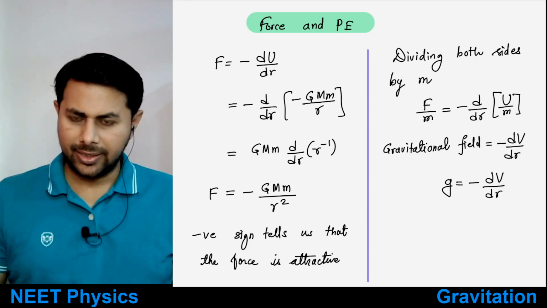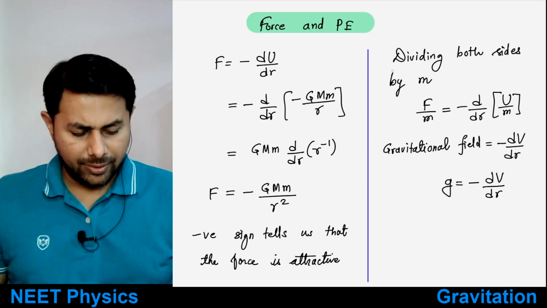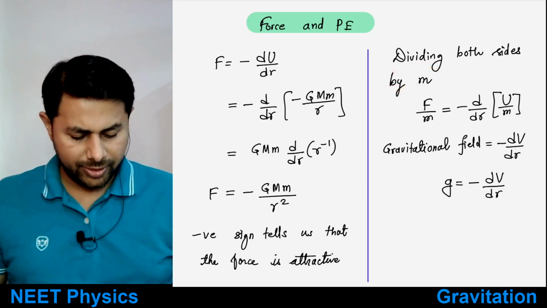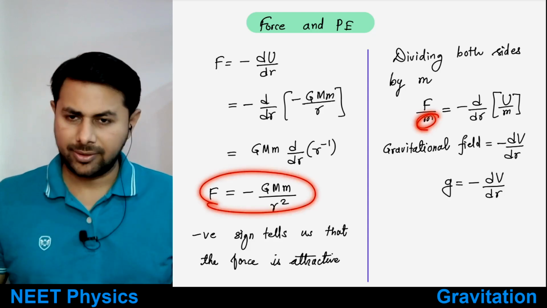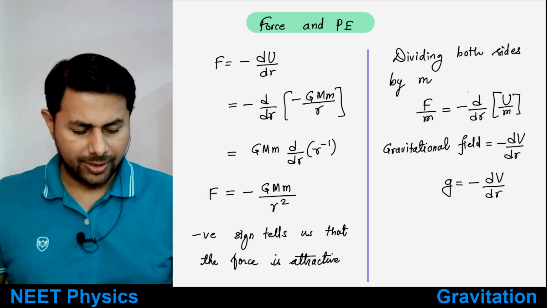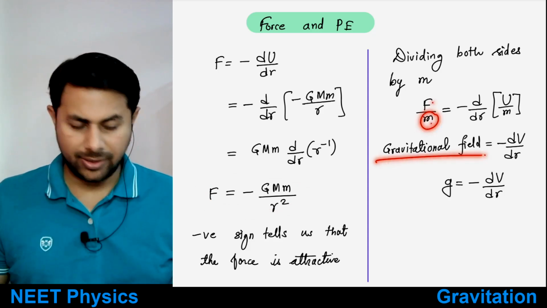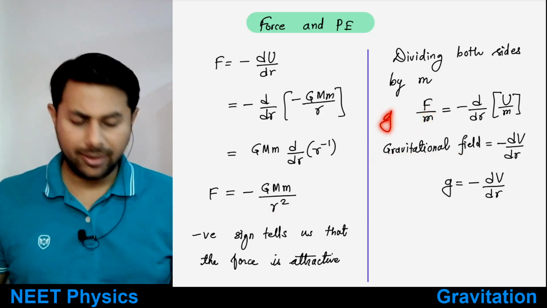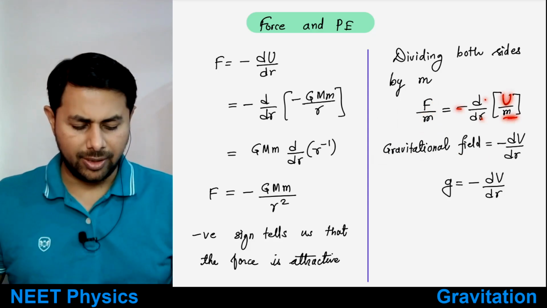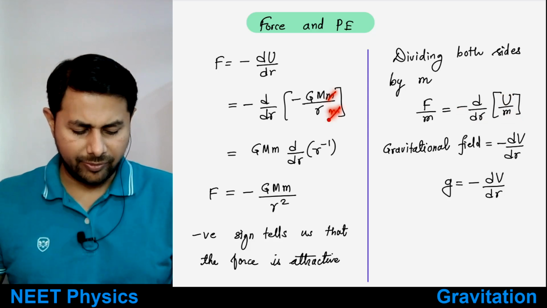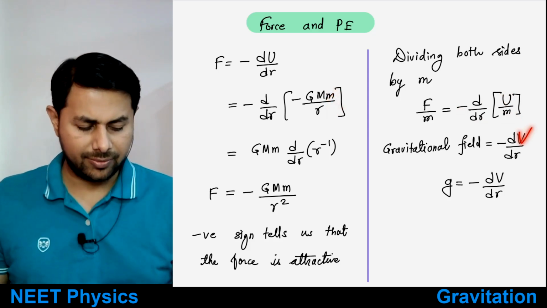Okay, good. And then now you divide both sides of this equation by small m. If you divide both sides by small m, what do you get? Force upon mass is called the gravitational field, that is small g we can say, and it is equal to minus of d by dr of U upon m. So if you divide U by m, what do you get? You get minus of GM by r, and that is V, right?